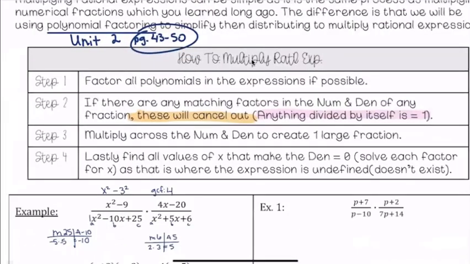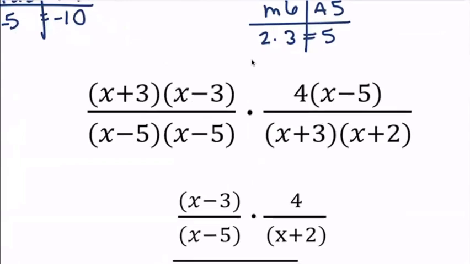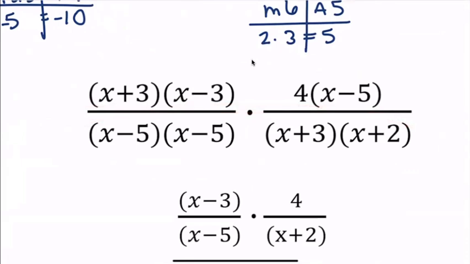Okay, step 2. If there are any matching factors in the numerator and denominator of any fraction, these will cancel out, and anything divided by itself gives you 1. So we're looking for anything that matches across the top and across the bottom. So I'm going to grab my highlighter and cross that out so it's not too hard to see. I have an x plus 3 on the top and on the bottom. I have an x minus 5 on the top and on the bottom. I don't have anything else on the top and the bottom.